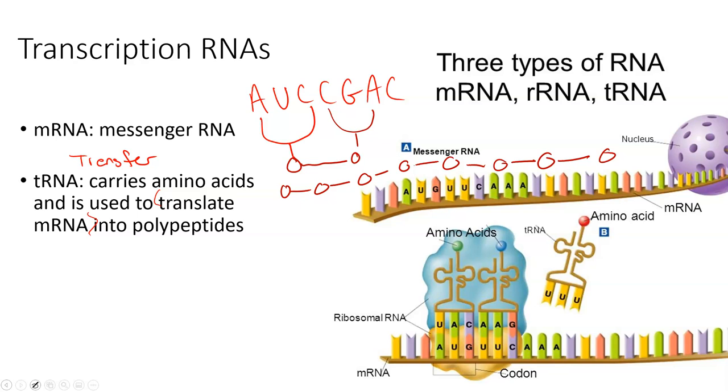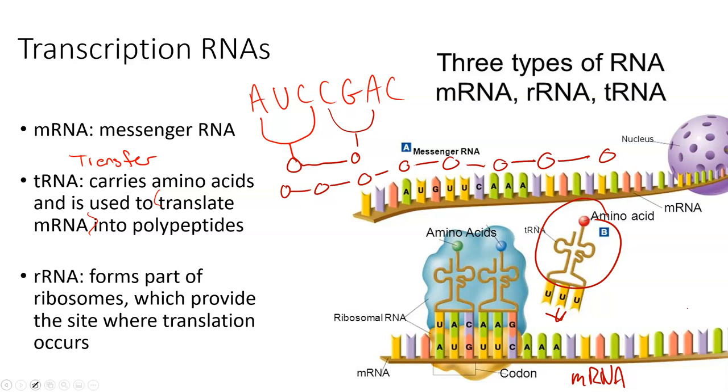So the RNA that is going to transfer or carry that amino acid to the mRNA, or the message at the bottom, is called tRNA, transfer RNA. And then finally, rRNA, the R stands for ribosome, and this is going to form the ribosome. So the ribosome is essentially made up of rRNA, and this is where that transfer occurs.